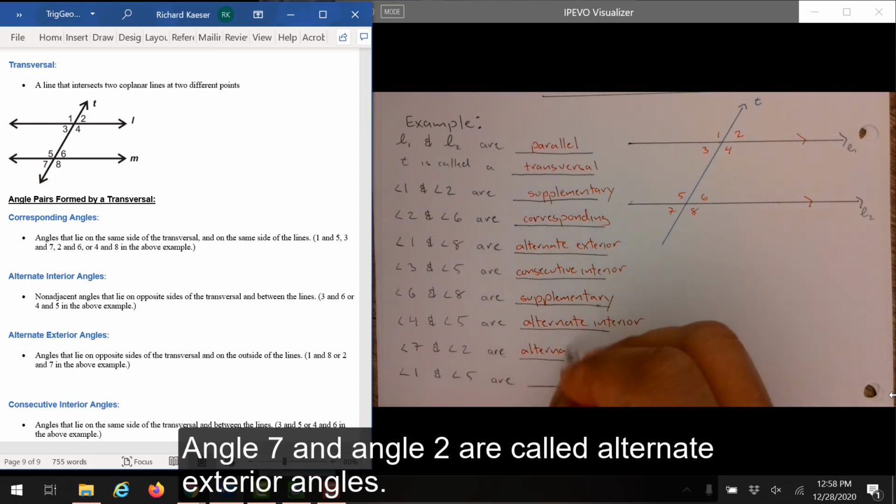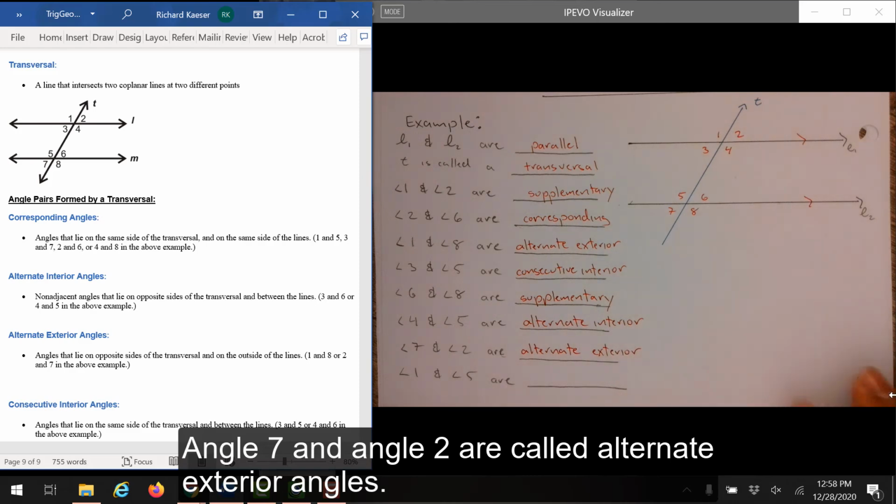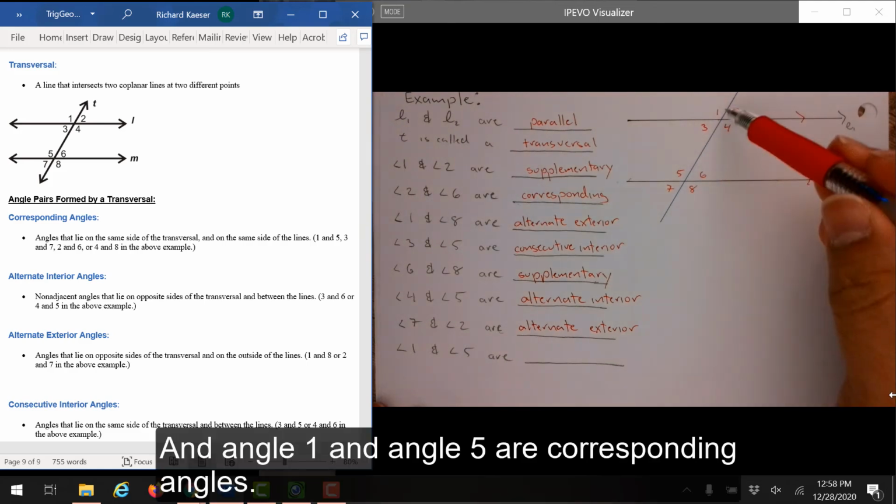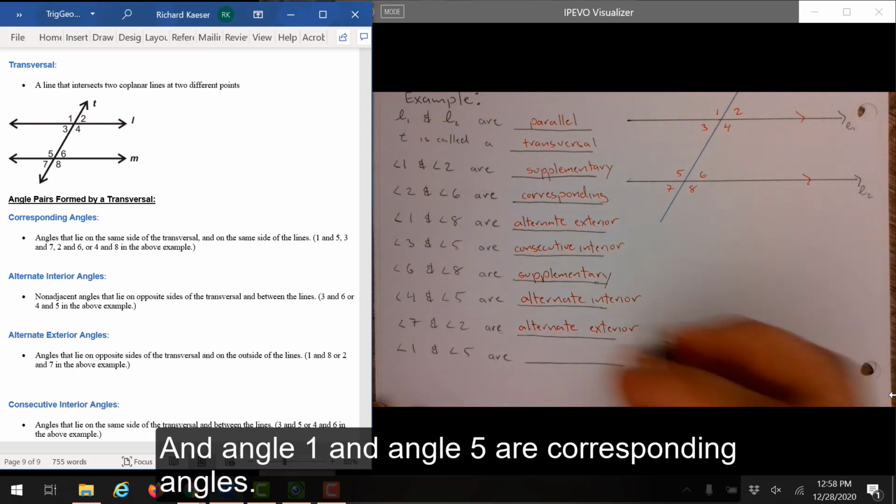Angle 7 and angle 2 are called alternate exterior angles. And angle 1 and angle 5 are corresponding angles.